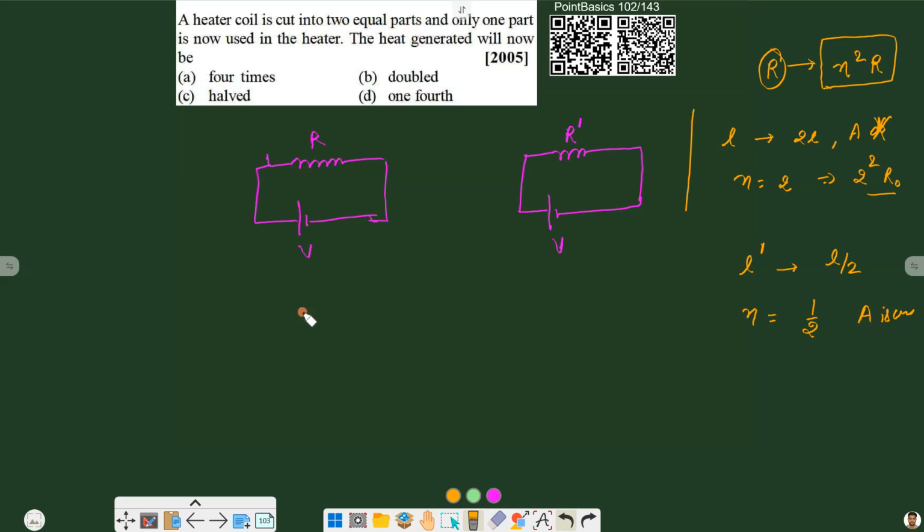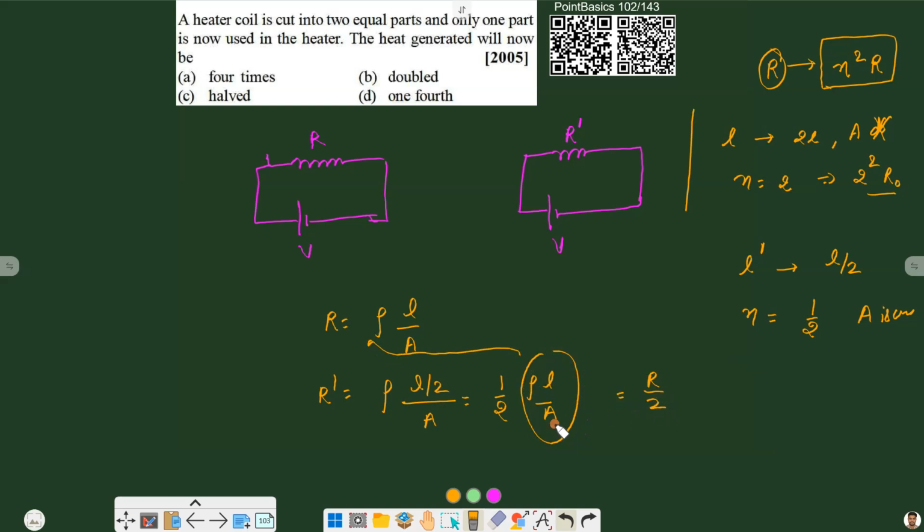Or we can simply use the formula for resistance, that R is equal to rho L by A. This is the original resistance. Now our new resistance, rho times new length, that is L by 2. Area stays the same, and it is half rho L by A. So this is the original resistance R. So R dash is equal to R by 2. So now resistance is reduced to R by 2.